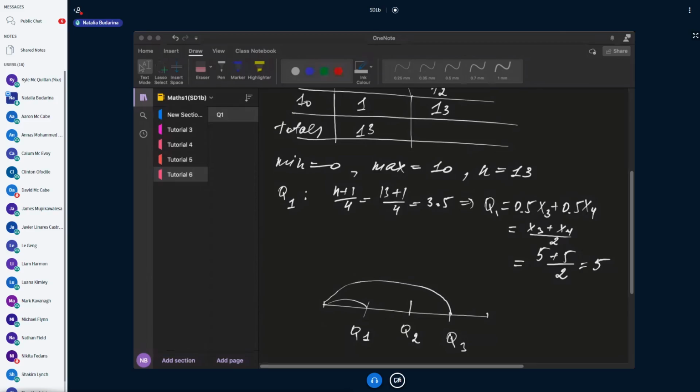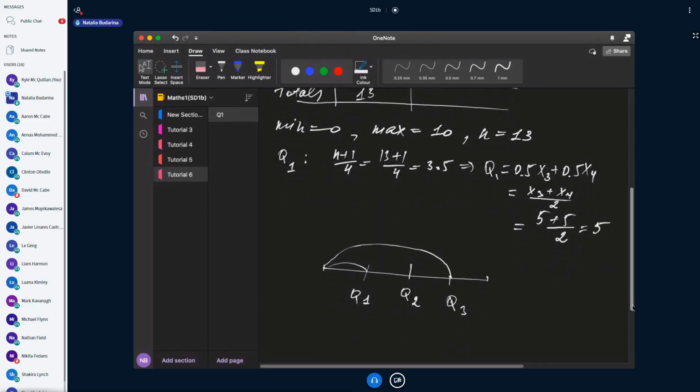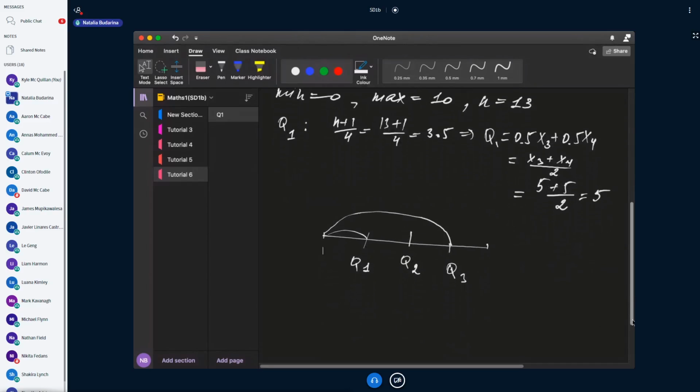And now the rules to find them. Yes, thank you, Nikita, it's 6, the median. To find Q1 we need to find n plus 1 over 4. For Q2, we need to find n plus 1 over 2. So n in our case is 13. 13 plus 1 over 2 is 7.